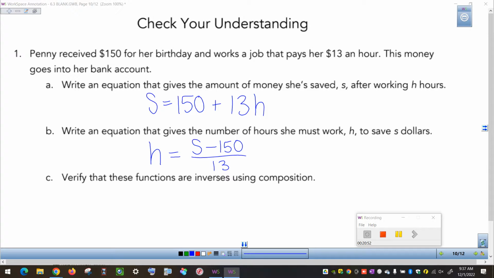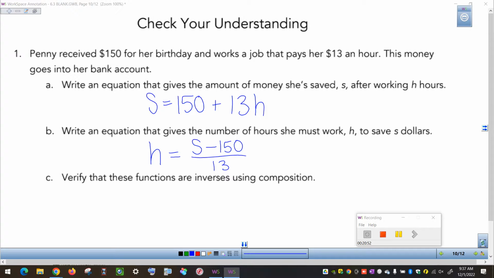So in part A, to get the amount of money that she's saved, we want it to equal S. And it says after working H hours, so based on the number of hours worked, well, if she's making $13 an hour, we have 13H, and then we also can show that we're adding on that birthday gift of $150. Now, $150 only gets added one time, like we're not multiplying that by the number of hours.